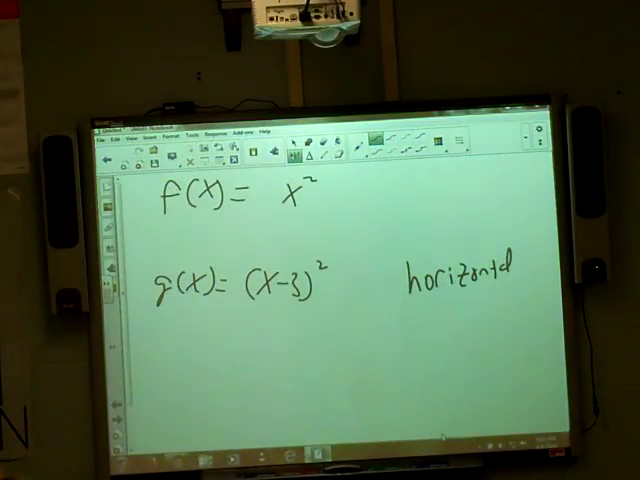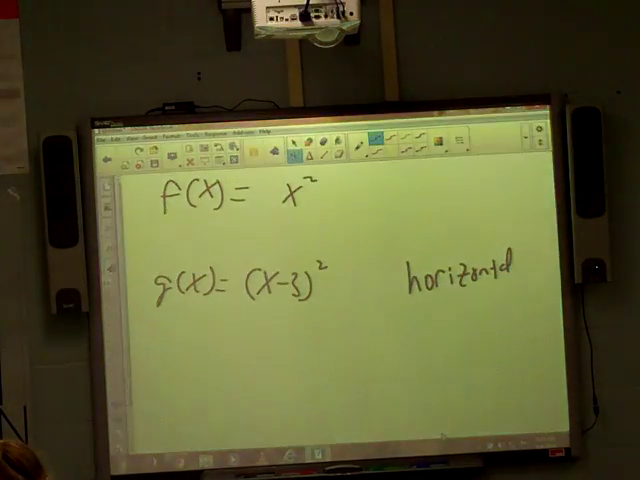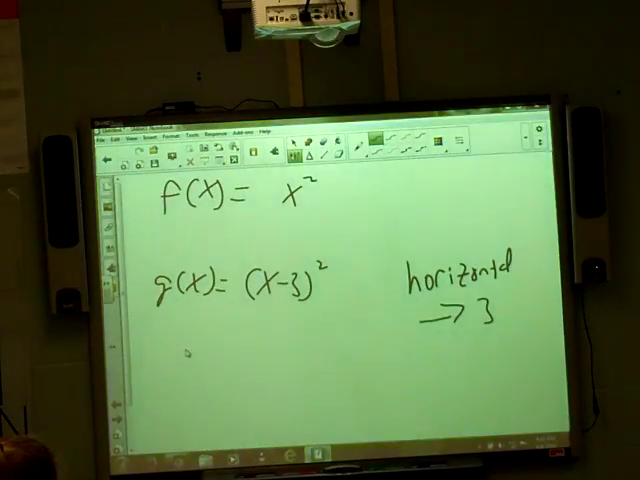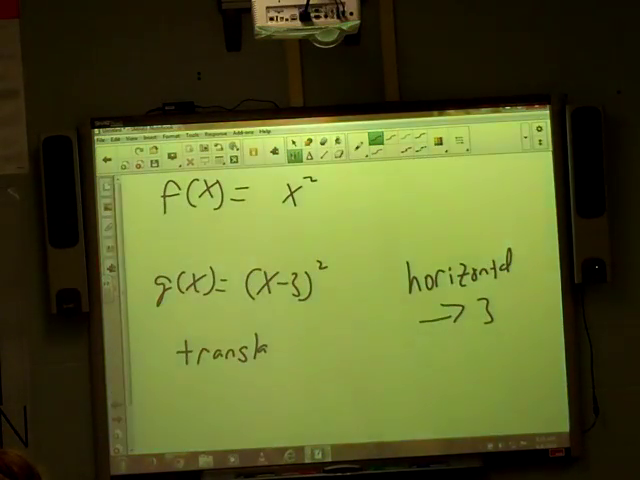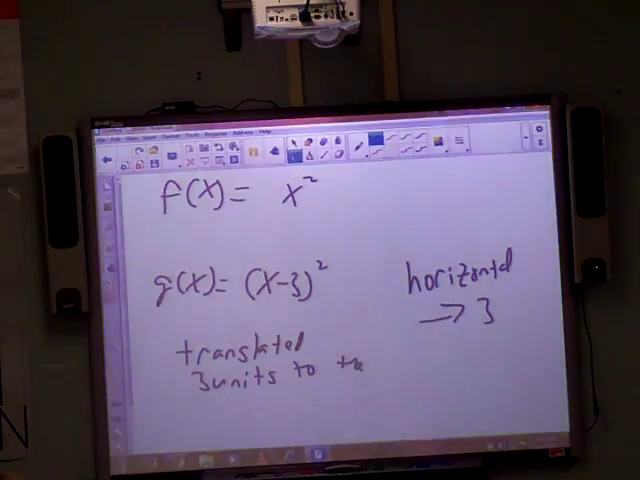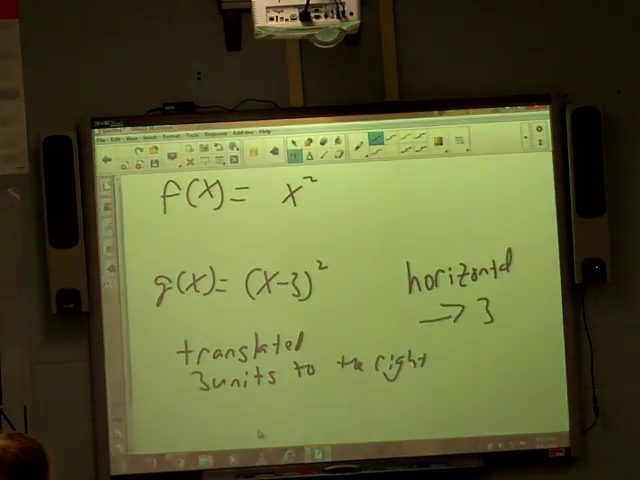Now, the sign in the parentheses is a minus. Remember, the horizontal is always the opposite. So since it says minus, that actually means I'm going to move it to the right. And how many am I going to move it? Three. So to write this in good math words, this would be translated. Isn't that what scoot means? Translated 3 units to the right. And I think y'all will have a good understanding of that because that's what we did with the absolute value stuff last week. Or week before that, sometime.